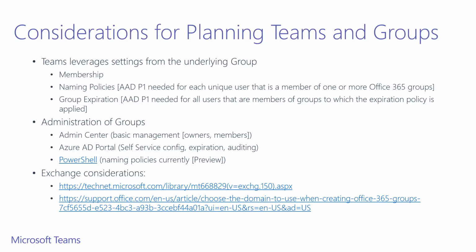Now, when we administer groups, there's technically 3 different areas that we can go to deal with the administration of groups. The first being the admin center, which allows us to provide basic management, who are the owners, who are the members, and so forth. We also have the Azure Active Directory portal, where we go to configure some more advanced services such as the self-service configuration, our group expiration, and group auditing. Lastly, we do have PowerShell commandlets that we can use, and currently the naming policy configuration is configured through the PowerShell commandlets that we have as part of the preview.